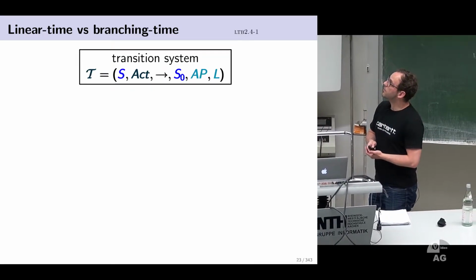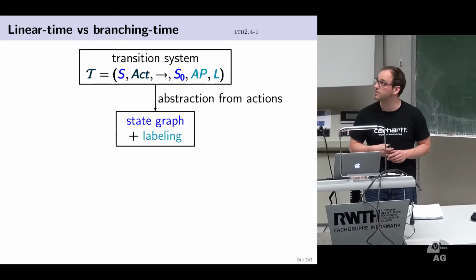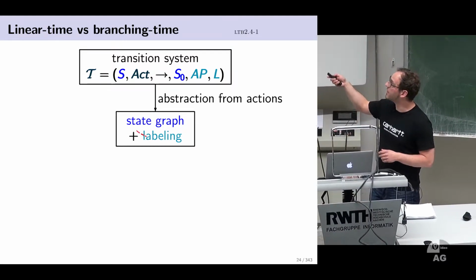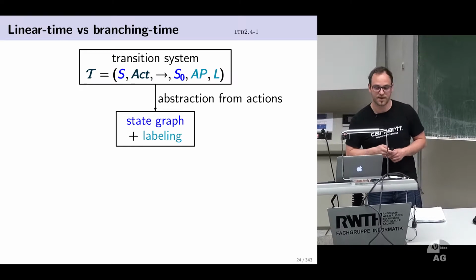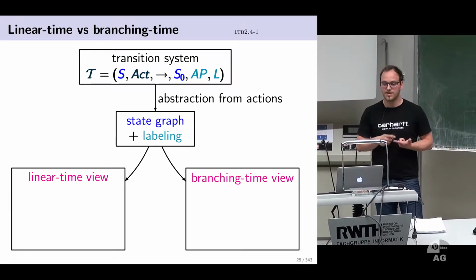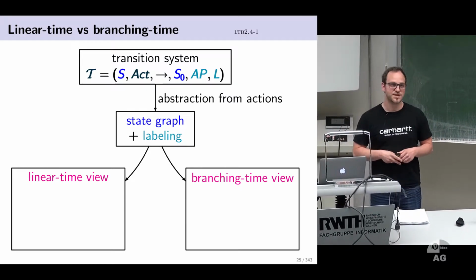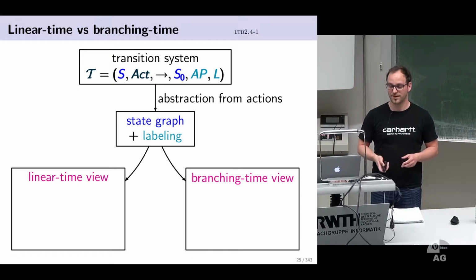Okay, so remember we have a transition system. We take the state-based view, so we abstract from the action, so we effectively have a graph and a labeling of the states of the graph. Now there are two views. One's called the linear time view, and the other one is called the branching time view. And the name already suggests what they are referring to.